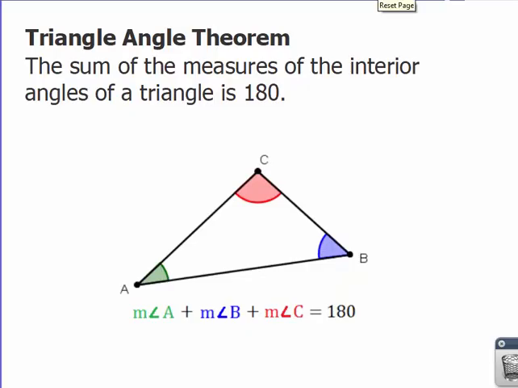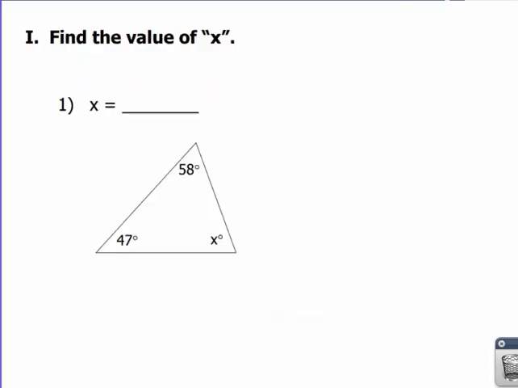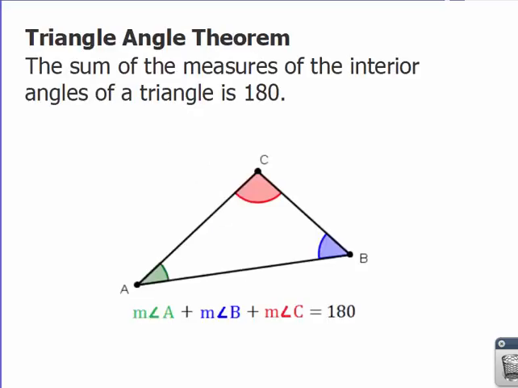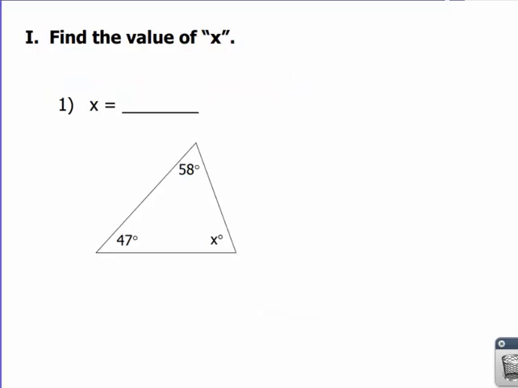So with that in mind, let's look at a 5th grade problem. Here's a 5th grade problem. You're asked to find the value of x. Well, in this particular case, the value of x is one of the angles of the triangle. So based on this triangle angle theorem, stating that I can add the three angles up and get 180 degrees, that's what we're going to do to solve this.